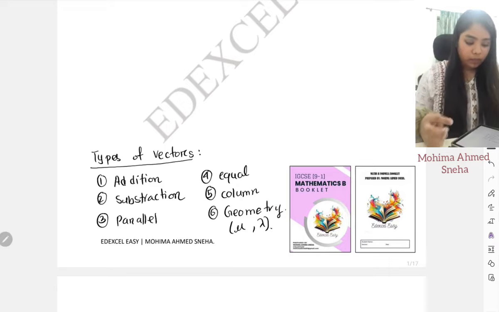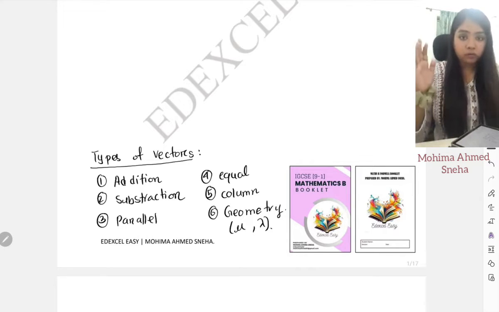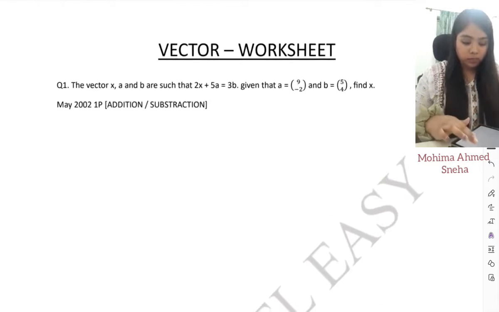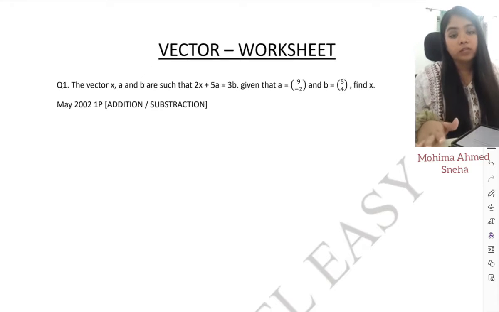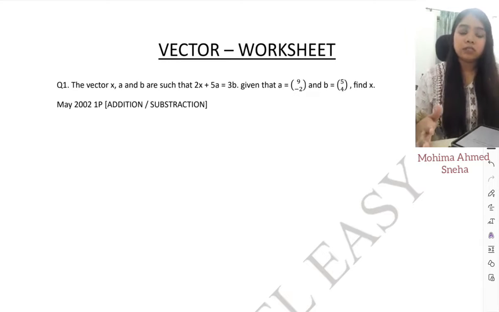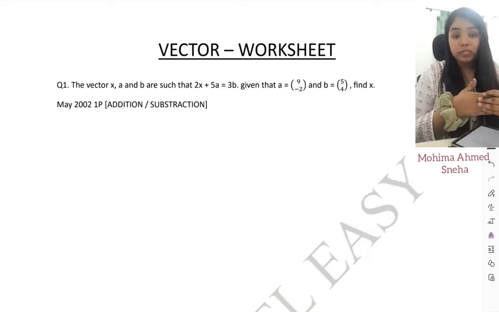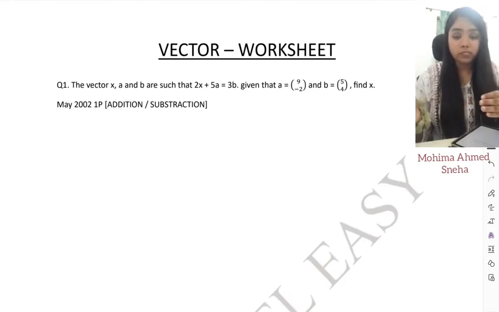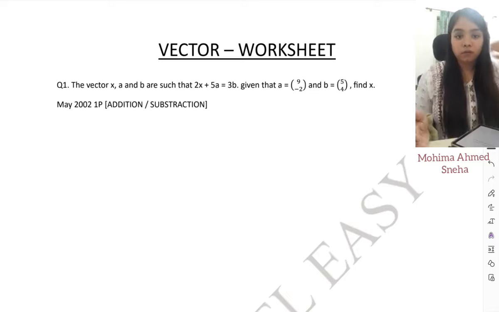Okay, so let's start with vector addition. We're going to go serially: addition, subtraction, parallel, equal, column, and then finally geometry. Vector geometry is basically a combination of all 5 types of vector in one diagram, so that is the last topic. This one is a combination of addition and subtraction. Addition and subtraction is a very small topic, and as these are taken directly from question papers, I could not find a question focusing only on addition or only on subtraction, so we'll use this combination.